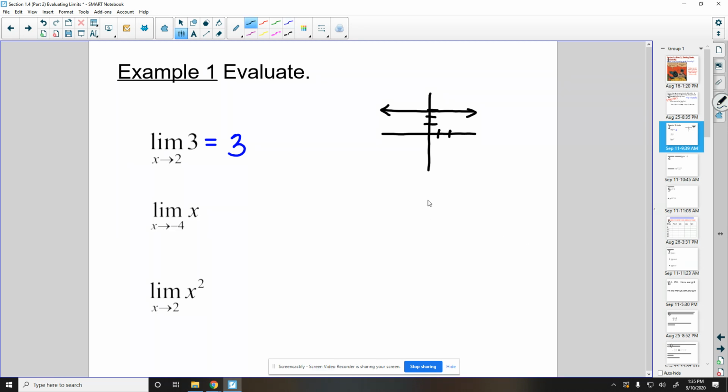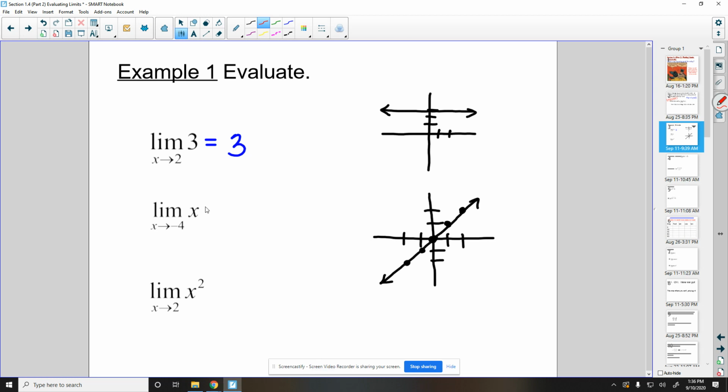The next one: what is the limit of x as x approaches -4? This was also on your list of properties from lesson 1.4 part 1, but I'll remind you again. X is the parent function called the identity function, and it goes through the origin, and then it goes 1, 1, 2, 2, 3, 3, etc. in both directions, like this. Okay? That is helpful information because that means that whatever the x value is, the y value is always the same on the identity function.